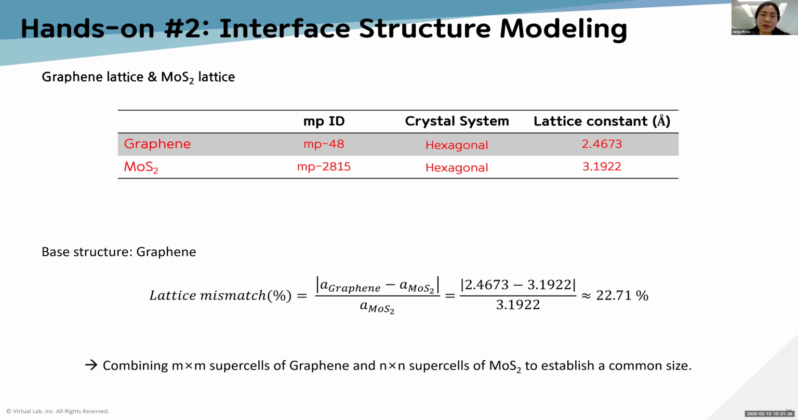Let's consider the heterostructure of graphene and a MoS₂ layer. The lattice constant of graphene is 2.46 angstrom, while the MoS₂ lattice constant is 3.19 angstrom. That results in a lattice mismatch of 22.7%. It is also very large, so we need to define the supercell size to minimize the parameter difference.